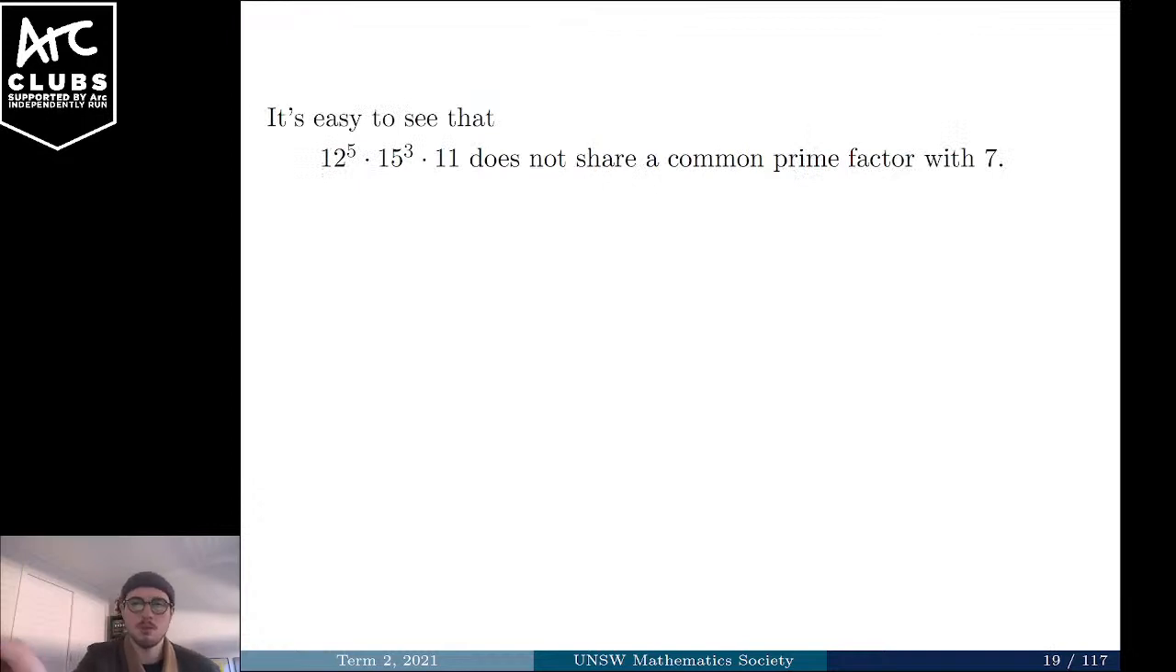So we mentioned when we were motivating this before, 7 is just 7 times 1. That's the only factors we can talk about. This one's not a prime. And we can see that 7 is clearly not a factor of this number here. There's no 7 in there. The 12 has 2s and 3s, the 15 has 3s and 5s, and the 11 just has 11. So there's no 7 in there.